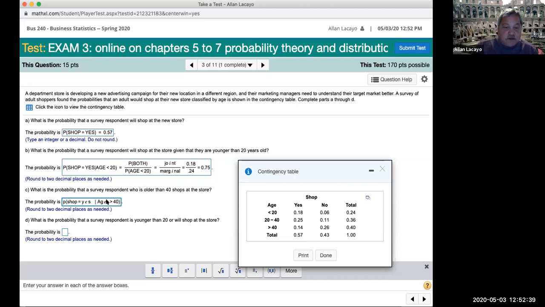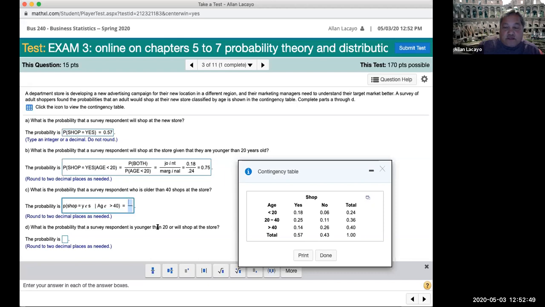So once again that is this vertical line. I need to divide the joint probability that someone is older and shopping by the probability that they're over 40. Notice how when people are young, their tendency is to shop a lot, and as people get older, their tendency is to shop less. So the two factors, age and shopping, are called dependent factors, because the probability of shopping depends on the age and vice versa.